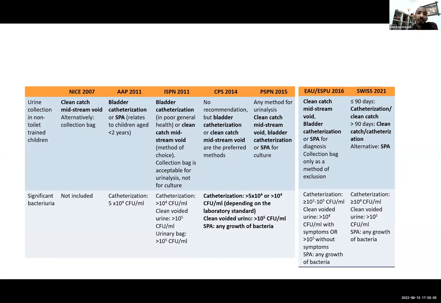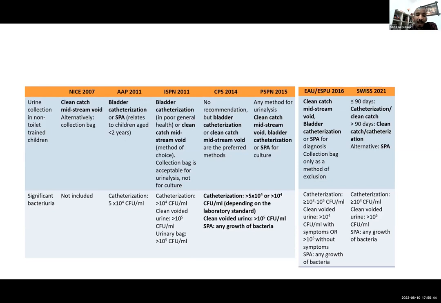For example, if you look at the American Academy of Pediatrics in 2011, they favor bladder catheterization or suprapubic aspiration, especially in children aged less than 2 years, as the preferred method for UTI. And if you look at urine culture by catheter, 50,000 colonies per mL is significant bacteria. That is for sure a UTI.